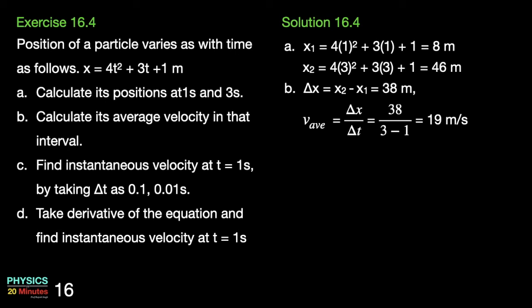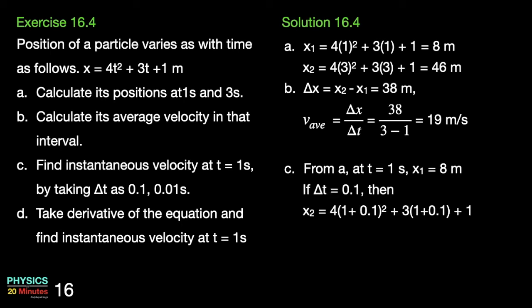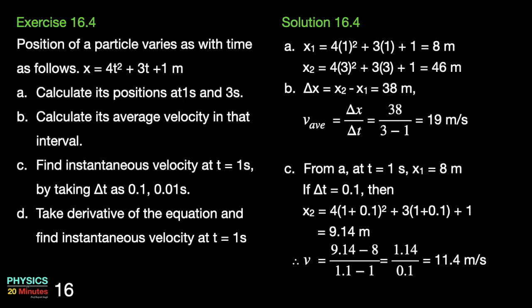In C part, we have to find the instantaneous velocity at t is equal to 1 second by taking delta t as 0.1 and 0.01 seconds. In A part, we have already found the position at 1 second, which is 8 meter. In x2, we can substitute and find the position at 1 plus 0.1 second. If you solve that, you will get it as 9.14 meter. Therefore, the average velocity in this interval will be 9.14 minus 8 upon 1.1 minus 1, which when you solve, you will get 11.4 meter per second.